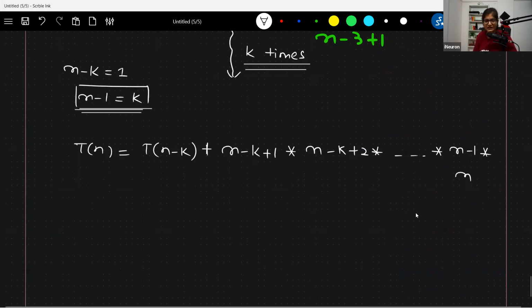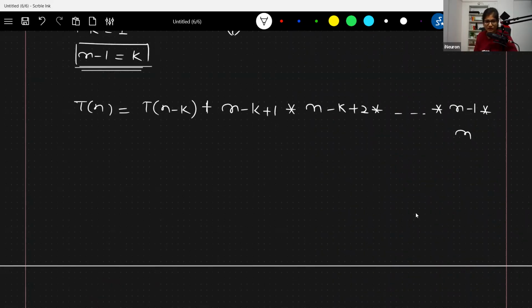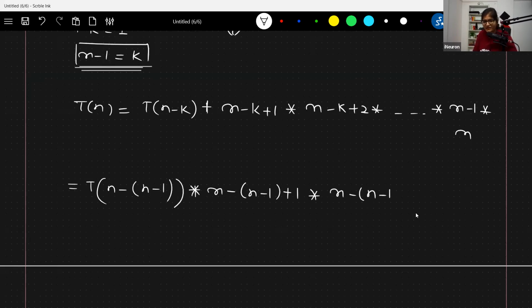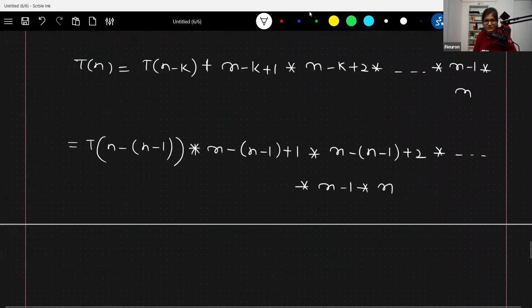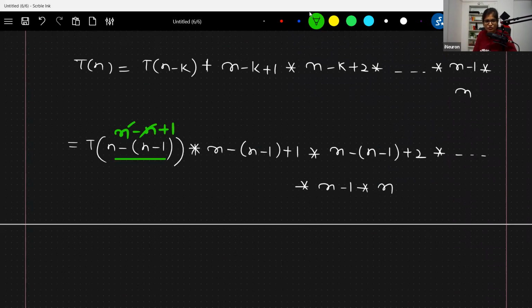Now if we place the value of k as n minus 1, what will we get? We get T of n minus n minus 1, multiplied by n minus n minus 1 plus 1, not plus, multiply, n minus n minus 1 plus 2, and so on, multiplied by n minus 1 into n. Now if we solve this equation, it's very simple. N minus n plus 1, so it will be T of 1. Then n minus n plus 1 plus 1 equals 2, and then n minus n plus 1 plus 2.